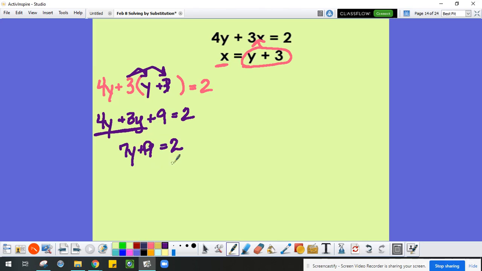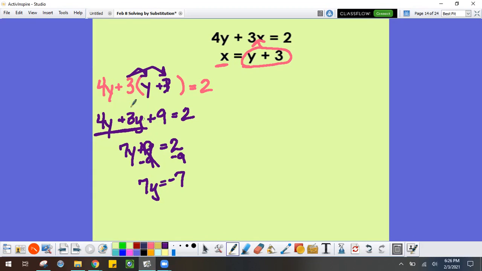And then get the constants to the other side. So I'm going to minus 9 on both sides here. And I get 7y equals negative 7. In order to get y by itself, I need to get rid of 7 times y by doing the inverse operation, dividing by 7. 7 divided by 7 is 1. 1 times y is y. Negative 7 divided by positive 7 is negative 1. So I have a value for y.